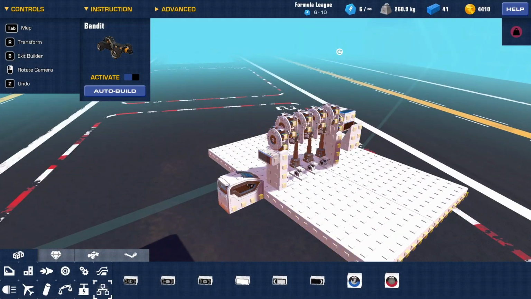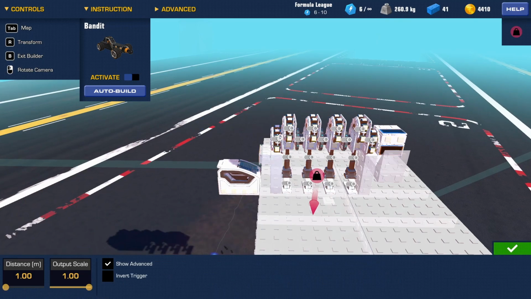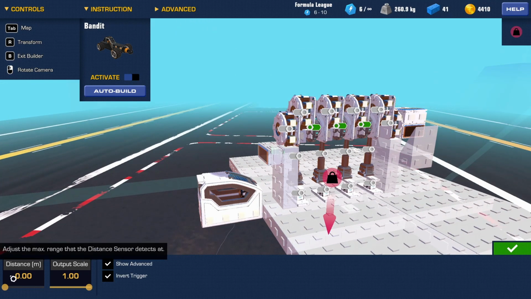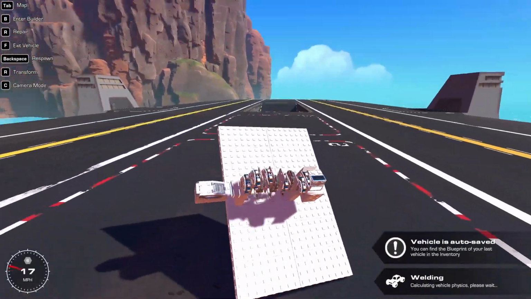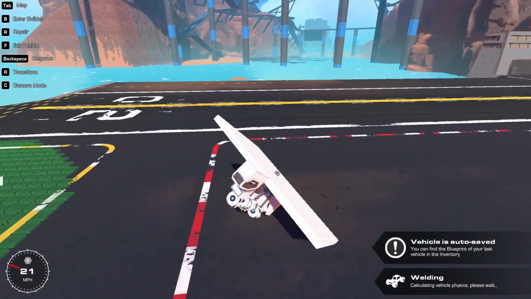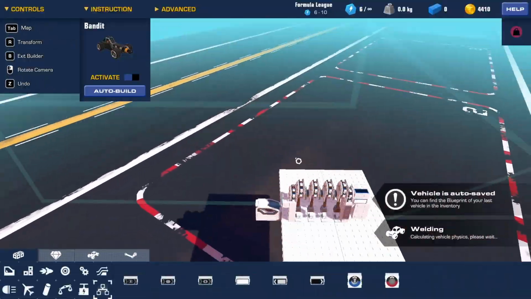So the servos that are offsetting the crankshaft need to be on, and you can make them constantly on by using a distance sensor set to zero distance, positive output scale, and invert the trigger. So since the distance is zero and the trigger is inverted, it will always be on. So, and look at that. I have made a functioning piston engine, and you can too.